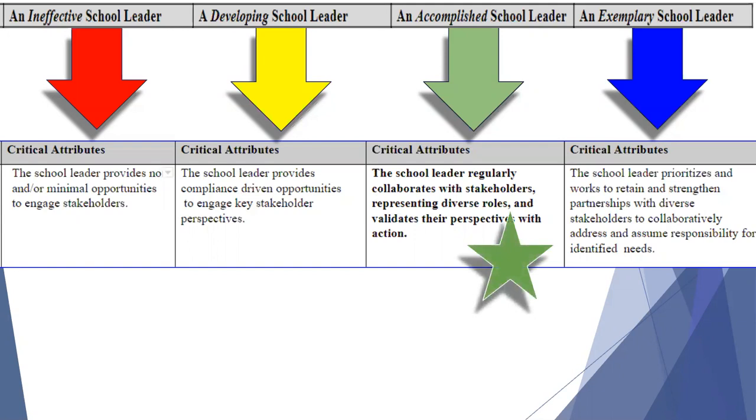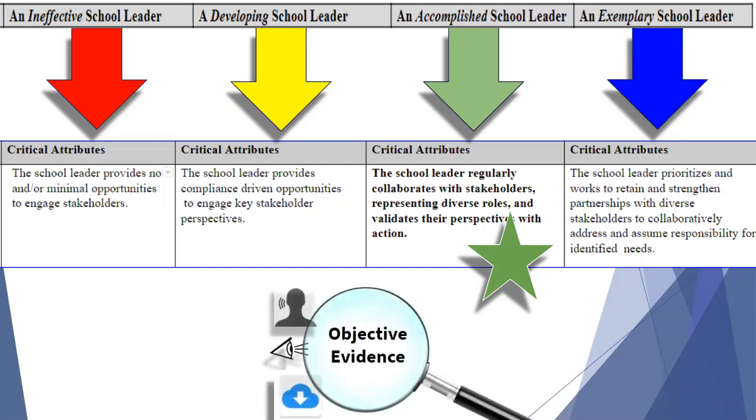With that in mind, it's essential to conceptually understand accomplished practice. What does accomplished look like in practice? How might a school leader or supervisor confirm accomplished practice? A valuable strategy is to collect objective evidence. Objective evidence is grounded in what you see and hear.